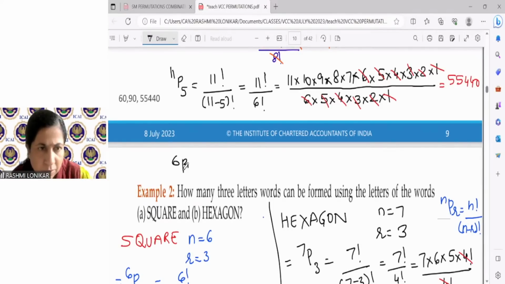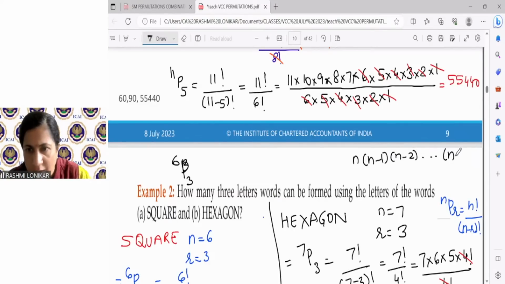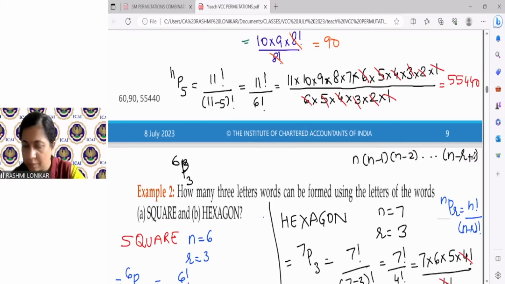So I have 6p3. So what is the formula? The other formula is n into n minus 1 into n minus 2 up to how much? N minus r plus 1, right? Now what is n here? N is 6. What is r? 3. So first we will calculate this. How much is n minus r plus 1? 6 minus 3 plus 1. 6 minus 3 is 3, 3 plus 1 is equal to 4.